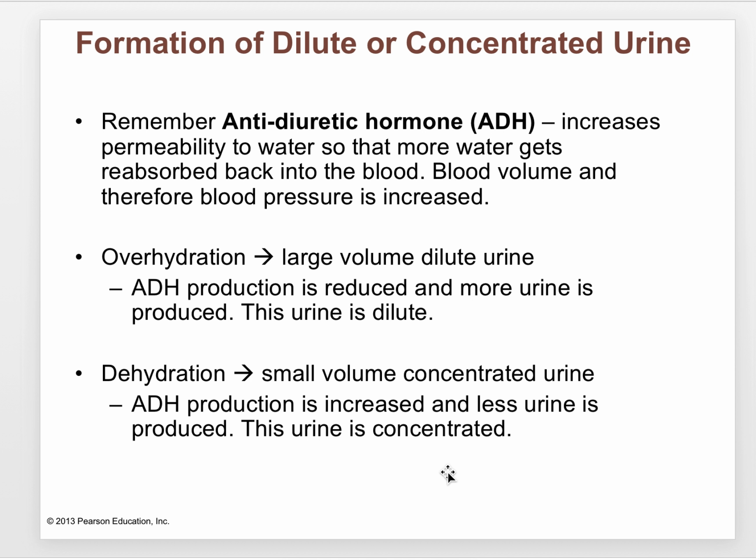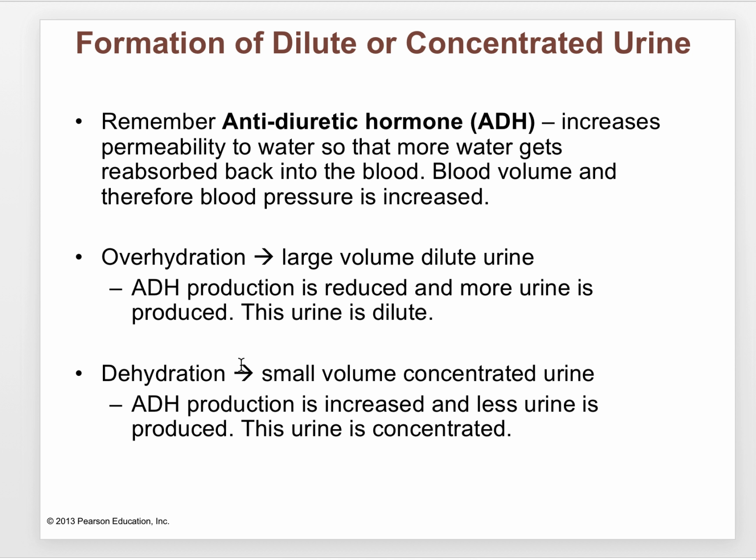Now, urine can be either concentrated or dilute, and all that has to do with the antidiuretic hormone. Remember, the antidiuretic hormone, or ADH, increases permeability to water so that more water gets reabsorbed back into the blood. So blood volume and blood pressure are increased. If you overhydrate, if you drink too much, it's going to result in a large volume of dilute urine because you're trying to get rid of some excess fluid. ADH production is reduced and more urine is produced, and this urine is dilute. It's not concentrated, it's dilute. And that helps to rid the body of the overhydration.